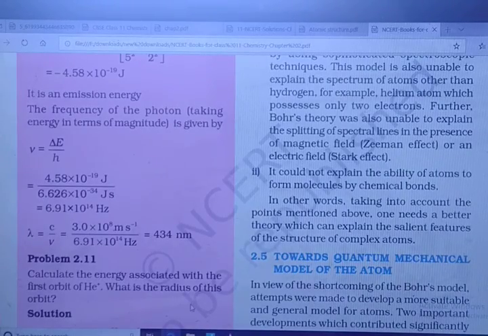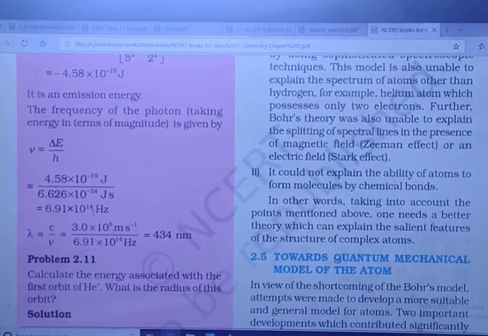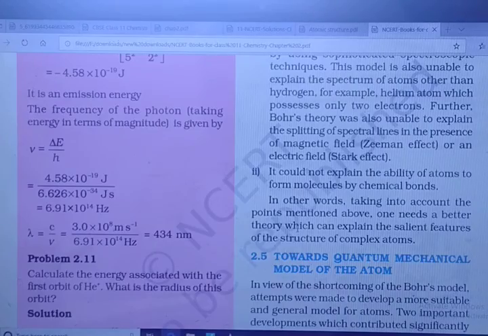What is the value of c? Speed of light is 3.0 × 10^8 meter per second, and the value of nu you have already calculated as 6.91 × 10^14 hertz. After dividing this, since lambda, wavelength, is a length, you will get the value in meters. And if it comes to 10^-9, it converts into nanometers. So 434 nanometer.